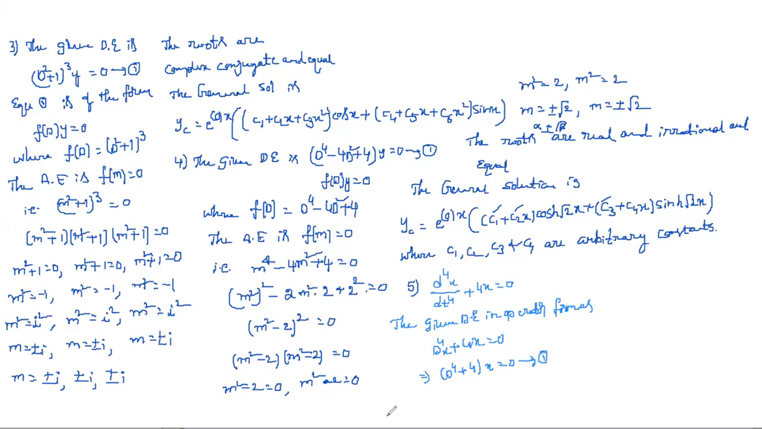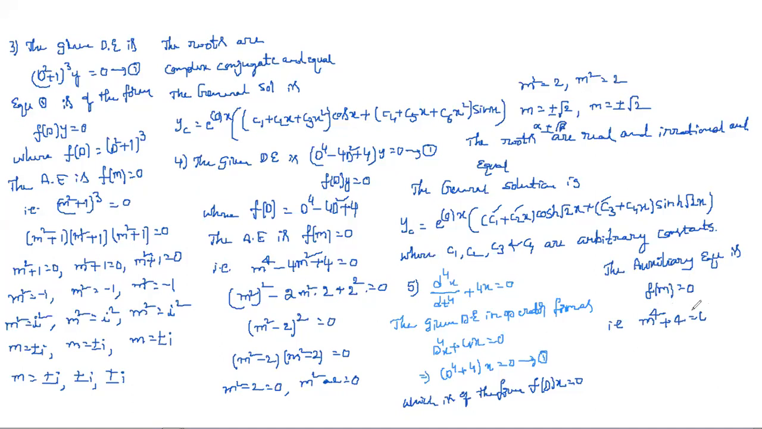Which is of the form f of d into x is equal to 0. Now we need to write the auxiliary equation, right? So the auxiliary equation is f of m is equal to 0. That is nothing but simply writing m in place of d. So we can write m power 4 plus 4 is equal to 0.